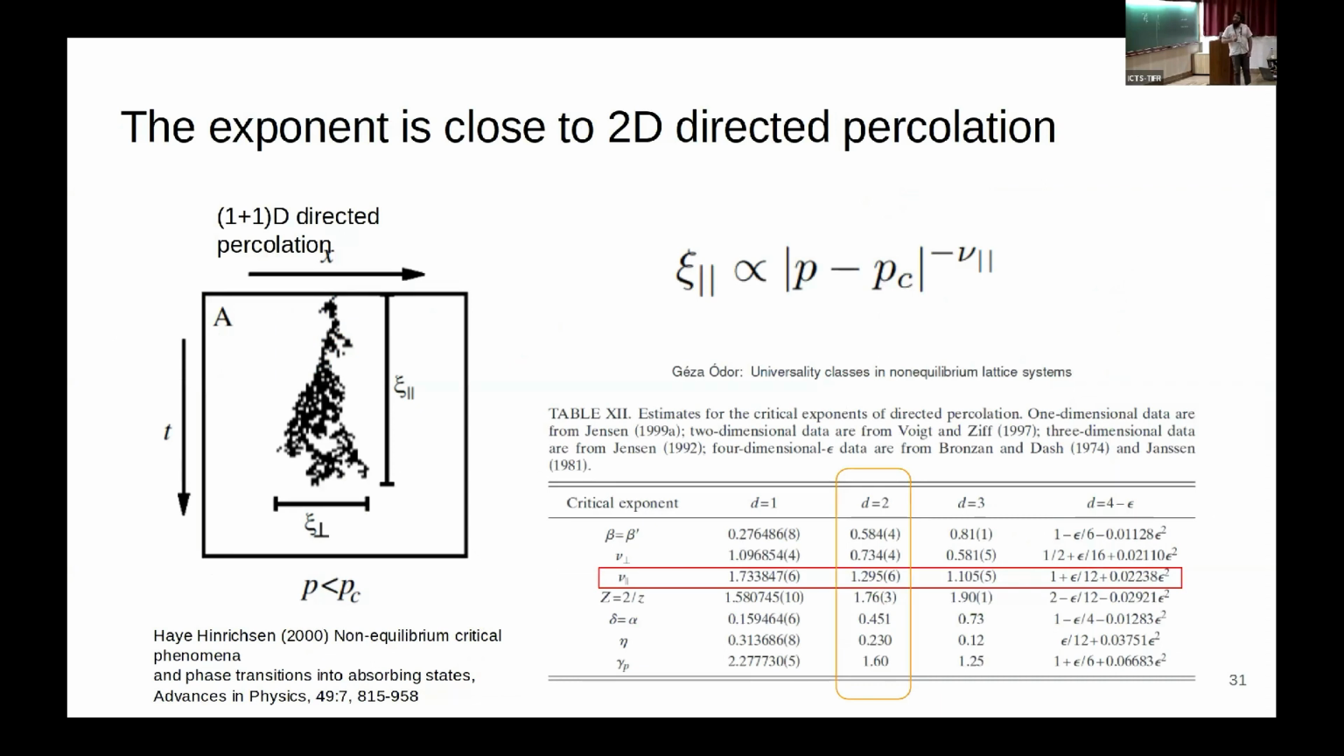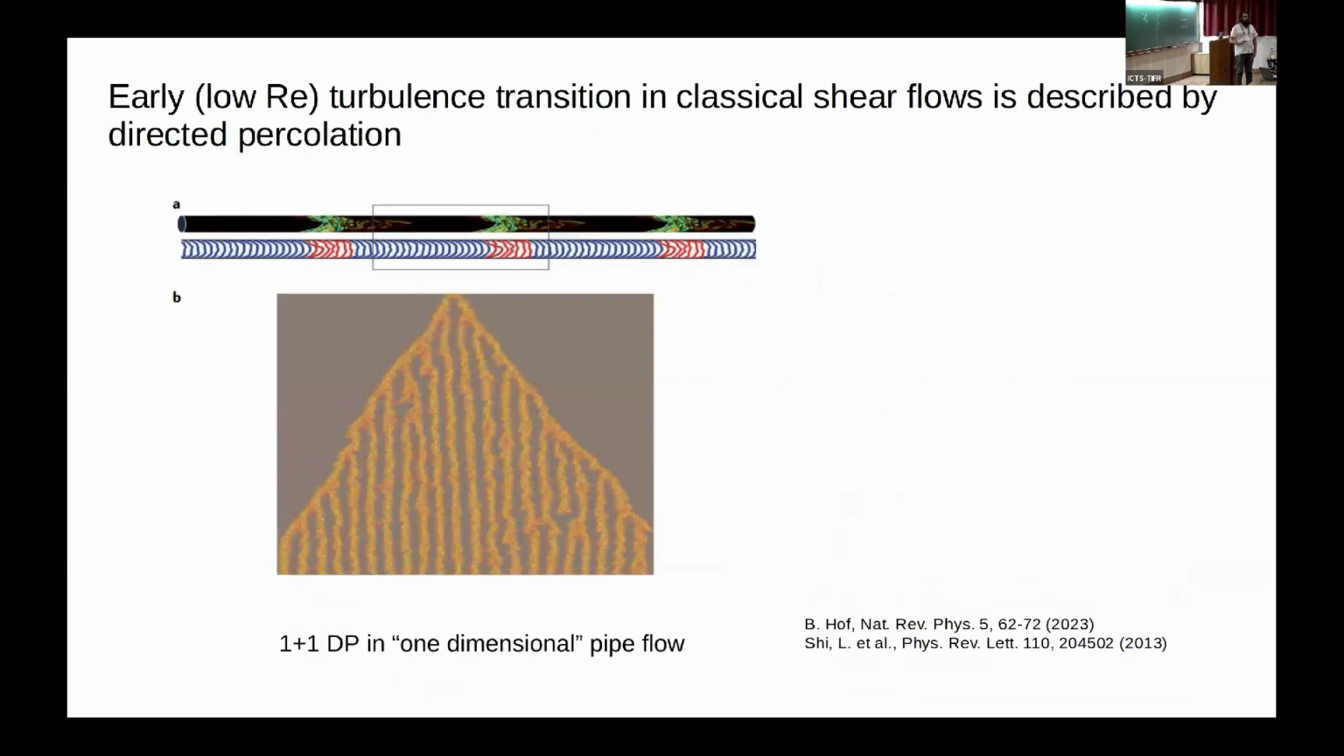This is close, but not quite the critical exponent, the relevant critical exponent for two-dimensional directed percolation, which of course would not be surprising, because directed percolation is known to be important, or to be a good description of the statistics of transition to turbulence in shear flows, like pipe flows, Couette flows, and so on.